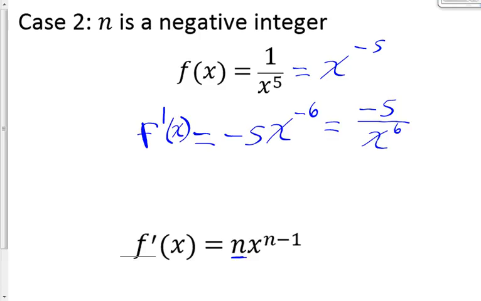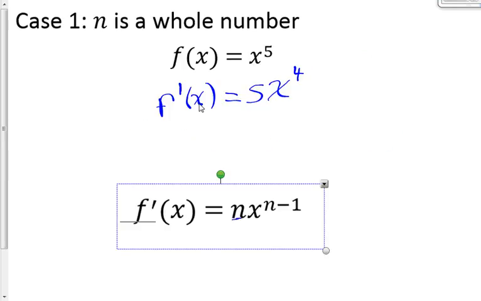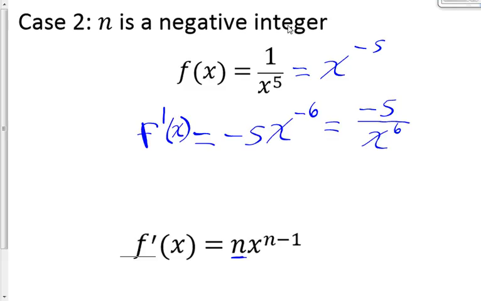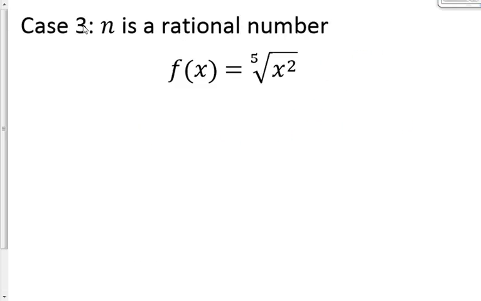So we have those two cases, the case of a monomial, a positive whole number, and the case of a negative integer. The third case is the case of a rational number. When I say rational number, I mean a non-integer rational number.